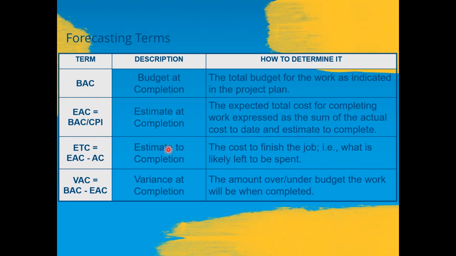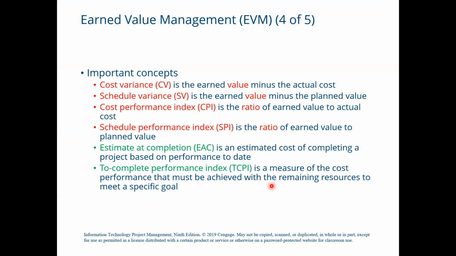Another is the ETC, which is the estimate to completion. It is the cost to finish the job, that is, what is likely left to be spent. You can find ETC from this formula: EAC minus AC will give you the value for the estimate to completion for the project. The last is the variance at completion or VAC. We can find the value for this by subtracting the EAC, the estimate at completion, from the budget at completion. This is the amount over or under budget the project will be when completed. So these are the forecasting terms for the project.